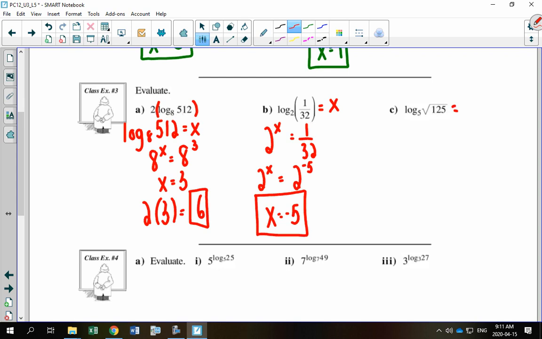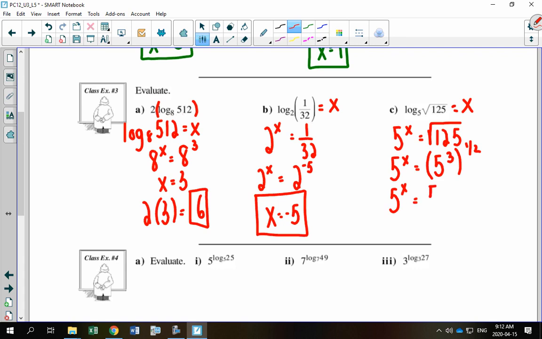Okay, and then for this one here, equal to x. So 5 to the power of x is equal to root 125, which we should write as a rational exponent. So it becomes 5 to the power of 3, that's the 125 part, all to the power of 1/2, that's the square root. So this is 5 to the power of x. Exponent laws, you multiply, so 5 to the power of 3 over 2, which means x is 3 over 2.